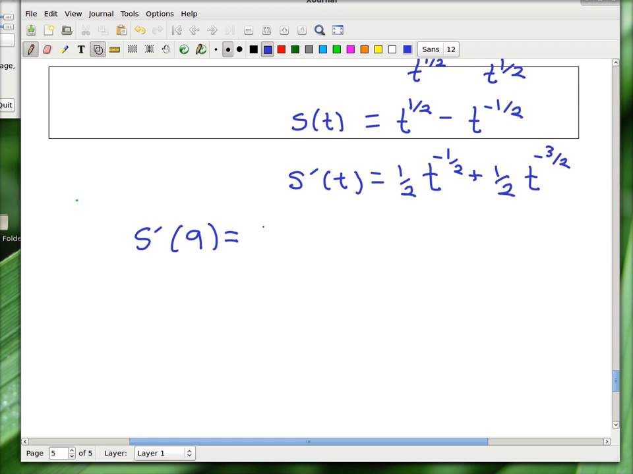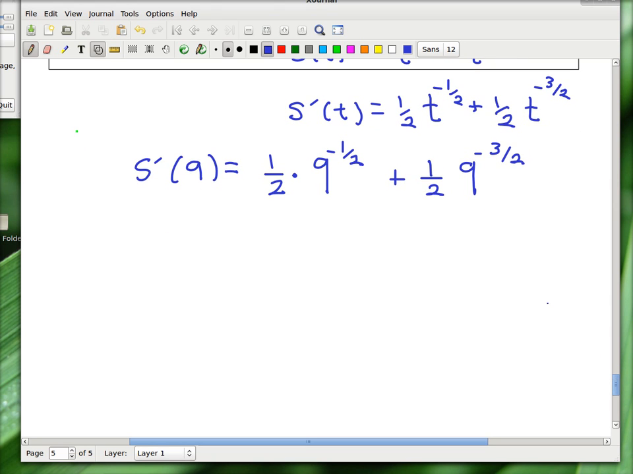So this is 1/2 times 9 to the minus 1/2 plus 1/2 times 9 to the minus 3/2. So now there are several ways to do this, and so I get 2 ways anyway. You could go back to the radicals. So this is the same thing as 1/2 times 1 over the square root of 9. So that's probably the simplest way to do it. Let's do it like that.